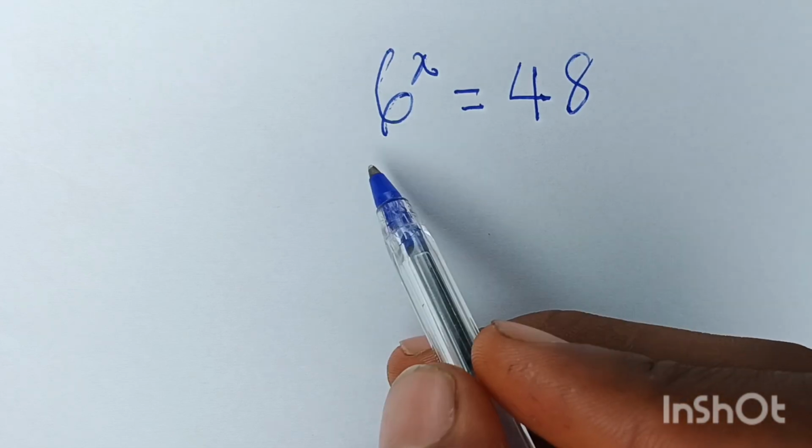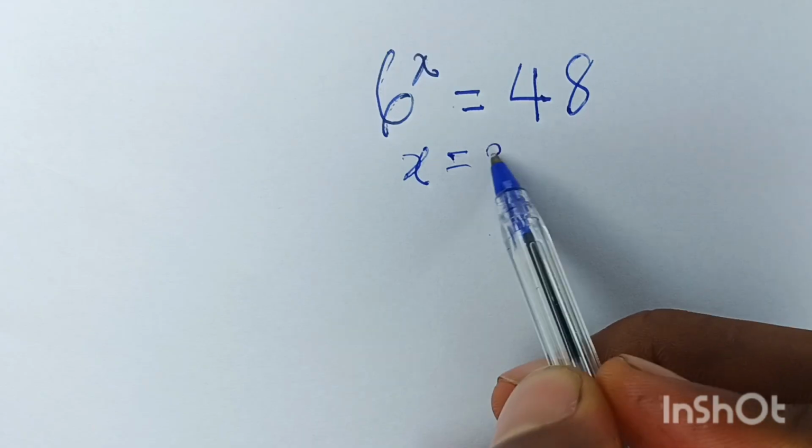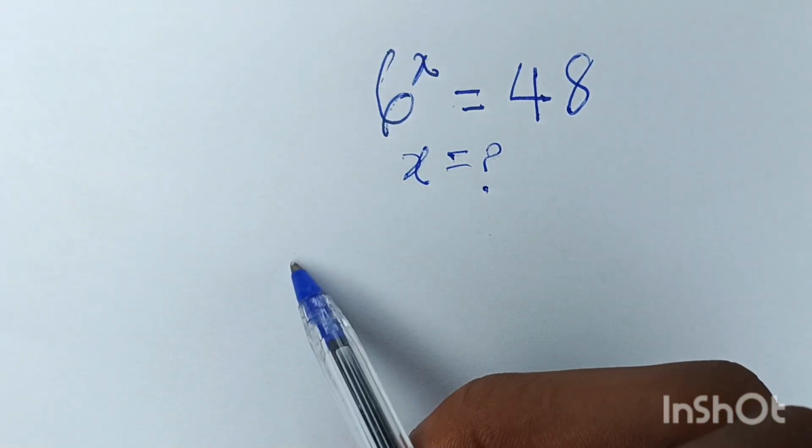Let's solve this question together. It says 6 raised to power x is equal to 48, and we are required to solve for x. Okay, so how do we do this?